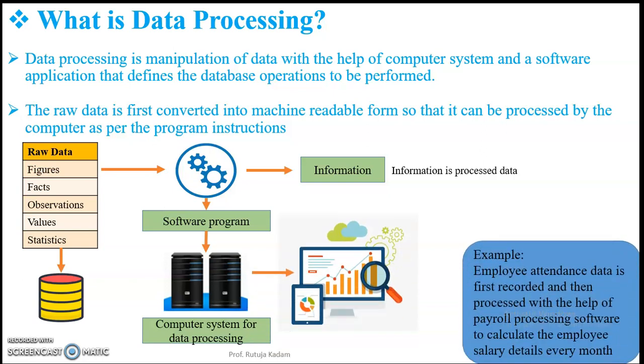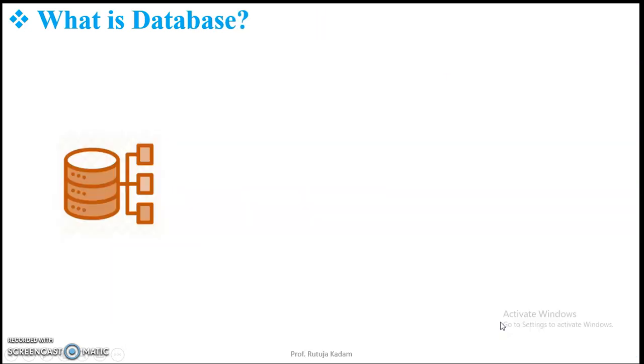For example, there is employee attendance data which is recorded, and then it is processed with the help of a software program called a payroll processing system to calculate the salary, right? So here the payroll processing is the software program, and the raw data is the in time and out time of that employee, which is stored in the database. Based on that, the payroll system will process that data in the computer system and generate some reports, and based on that the salary will be calculated.